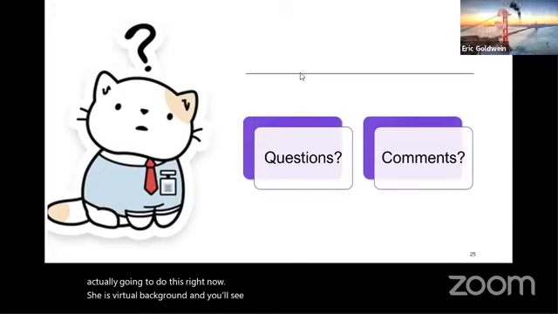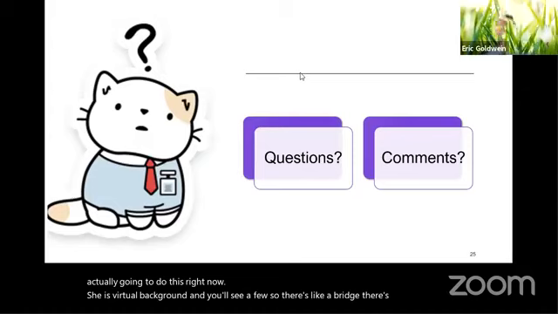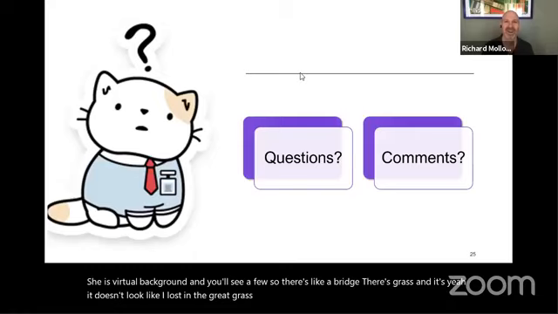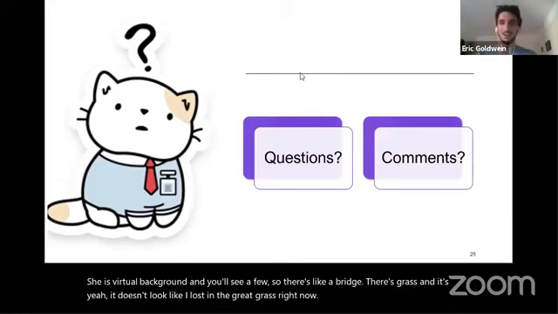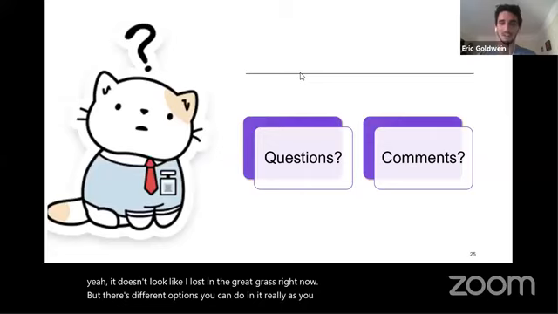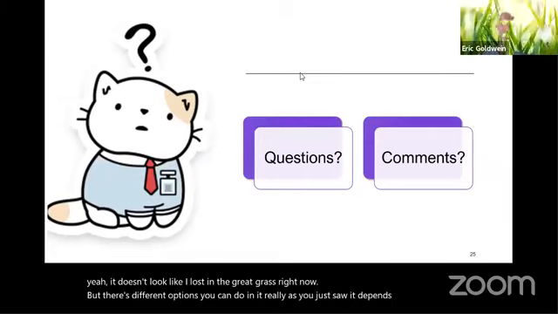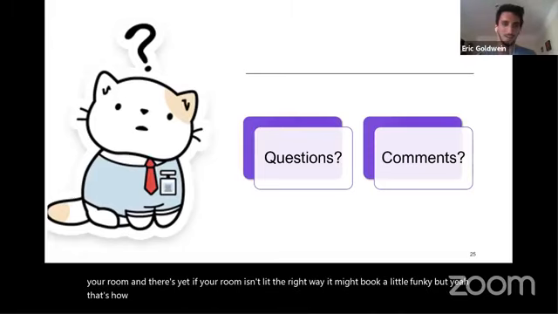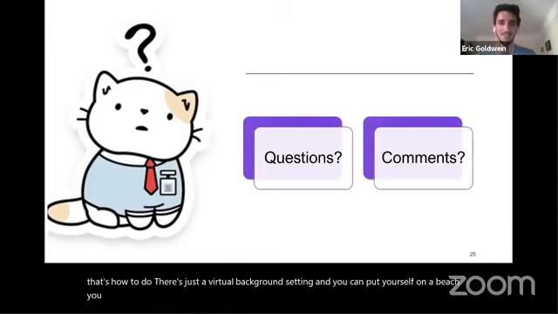So there's like a bridge, there's grass, and I guess I'm lost in the grass right now. Oh, there you are. There are different options you can do. And as you just saw, it depends on the lighting of your room. If your room isn't lit the right way, it might look a little funky. But that's how to do it. There's just a virtual background setting, and you can put yourself on a beach. You can go to space, and you can bring a little levity to whatever meeting you're in.